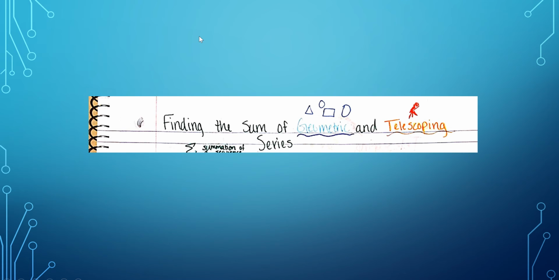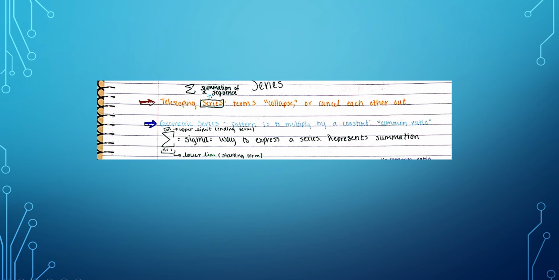For my first topic in my Module 3 Mastery assignment, I'm going to be talking about finding the sum of geometric and telescoping series. A telescoping series has terms that collapse or cancel each other out, while a geometric series has a pattern that is to multiply by a constant called the common ratio.